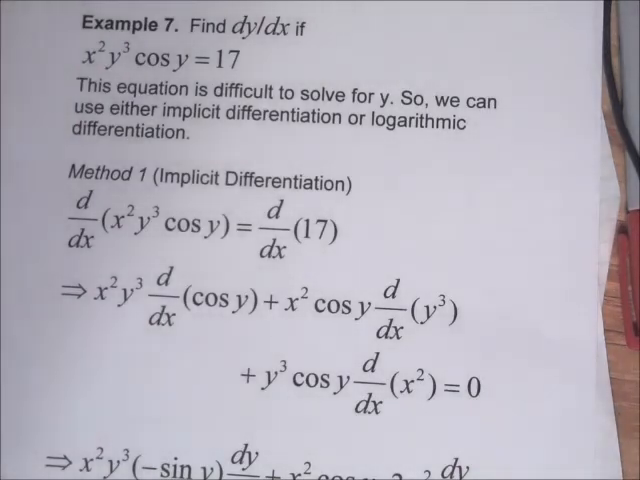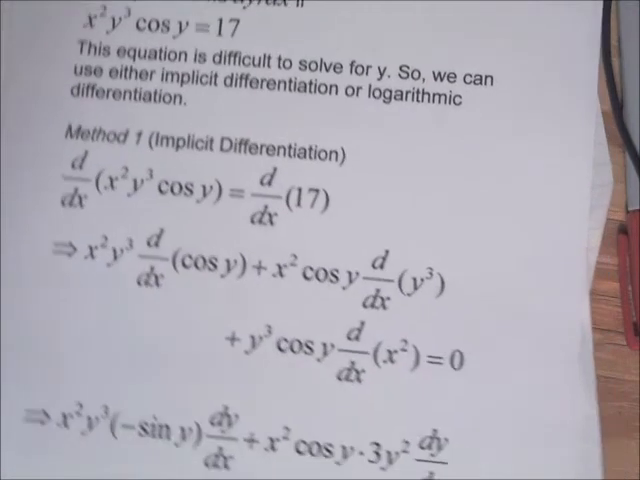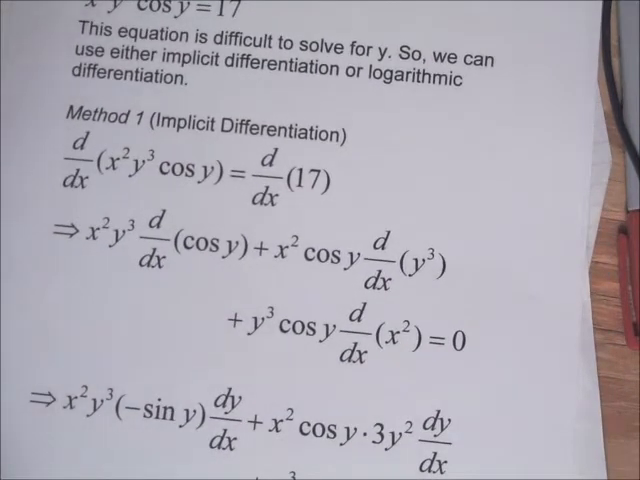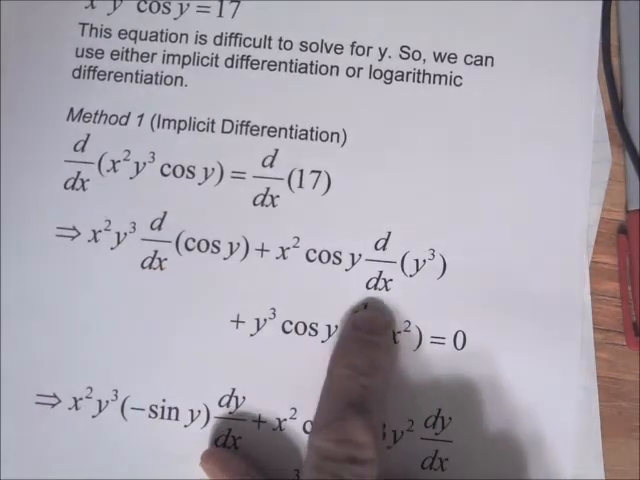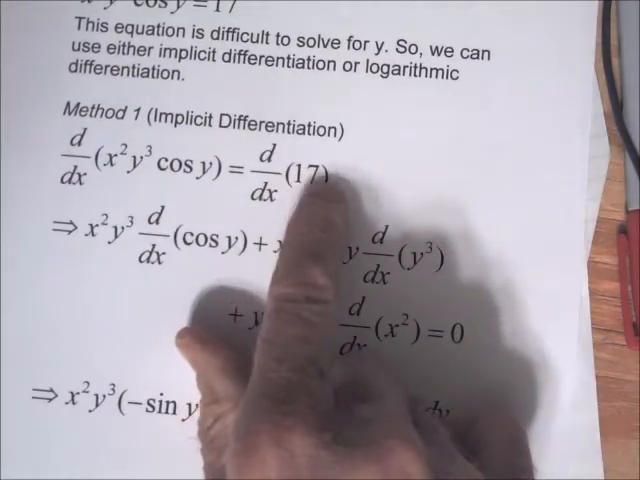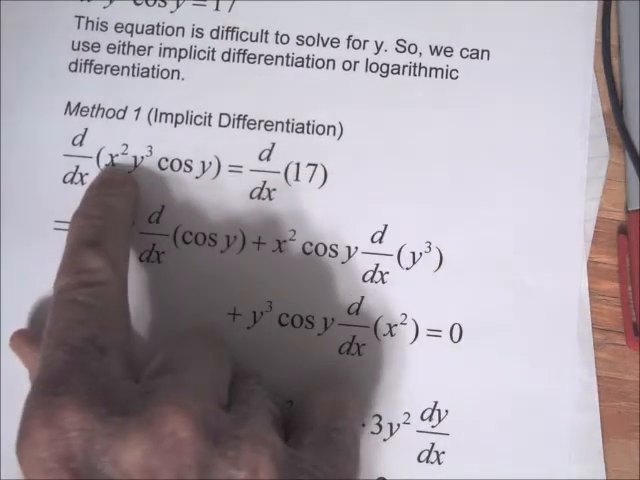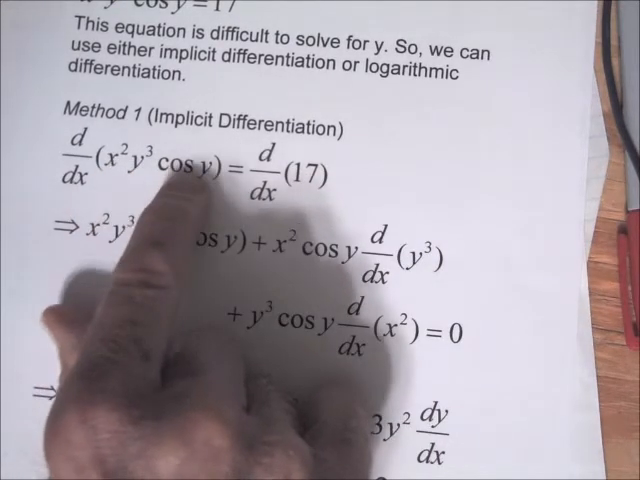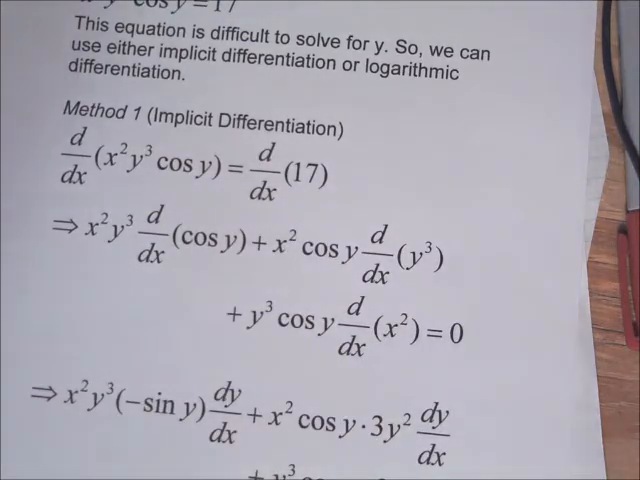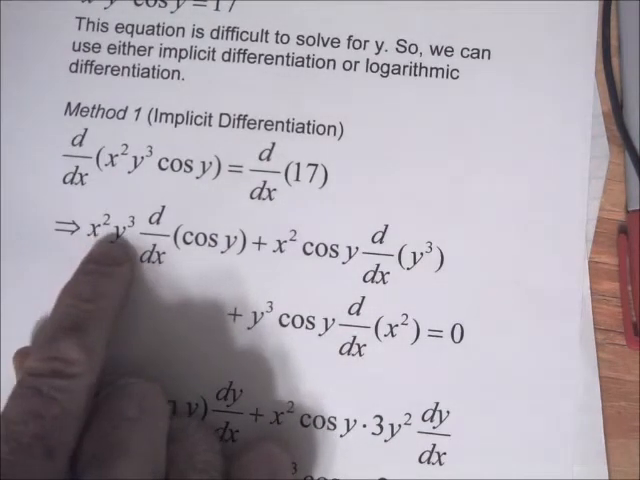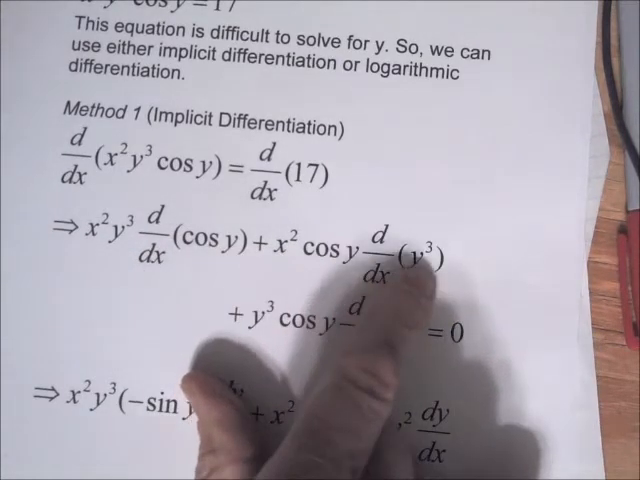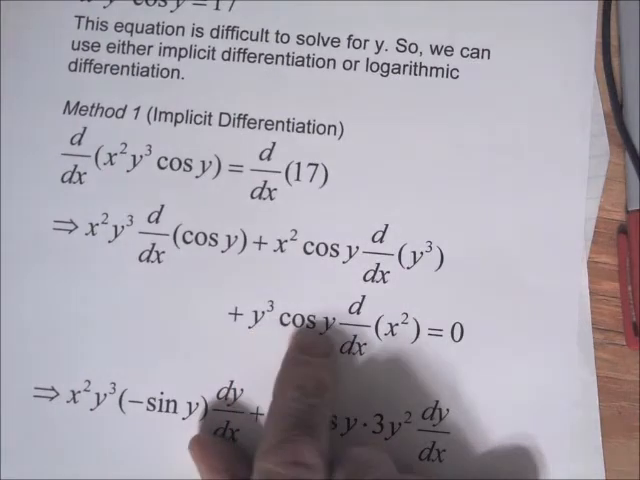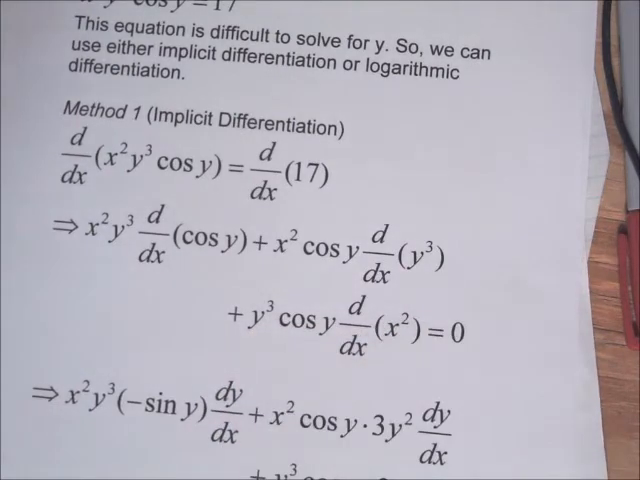If we use implicit differentiation, we use the product rule here. The derivative of 17 is 0, but on this side we have x squared times y cubed times cosine of y. So we have to apply the product rule twice. So it's x squared y cubed times the derivative of the cosine, plus x squared cosine times the derivative of y cubed, plus y cubed times the cosine times the derivative of x squared.